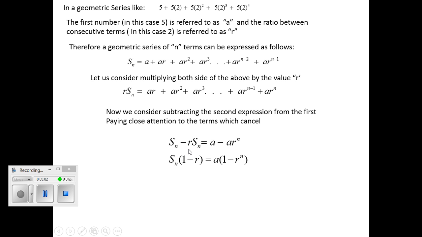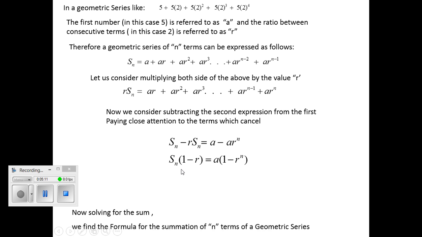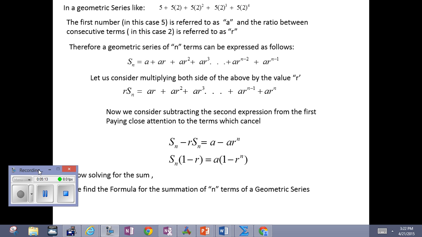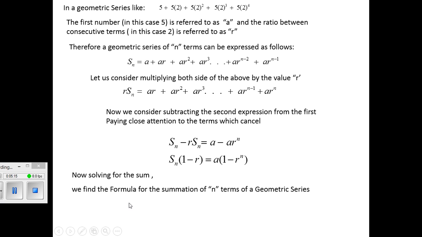And if we do a little algebra here, just pull out the common factor S sub n. And now, of course, we're going to isolate S sub n by dividing by 1 minus r. And we find we have a formula for the summation. So here's our formula for the summation of any geometric series: a, which is the first term, times r, the common ratio between successive terms, to the nth power less 1, over r minus 1.